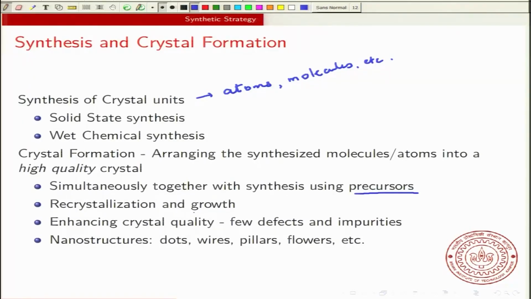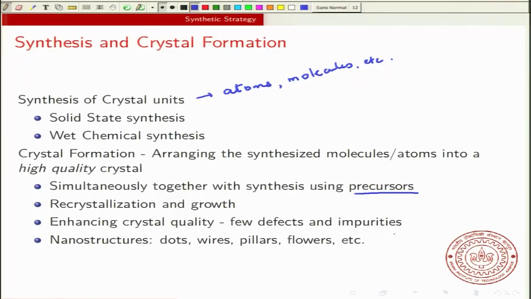Okay, and we use the term we grow the crystal. Okay. And what this does is, we use a term that it enhances the crystal quality, and what we mean by this is that the crystal that is formed has very few defects and impurities. We will discuss defects and impurities later, but I just wanted to distinguish the step where you synthesize the constituents of the crystal and where you make the crystal high quality.